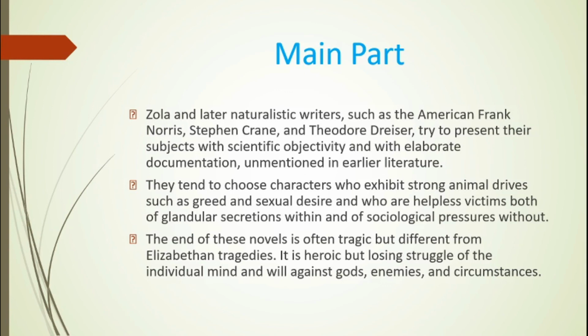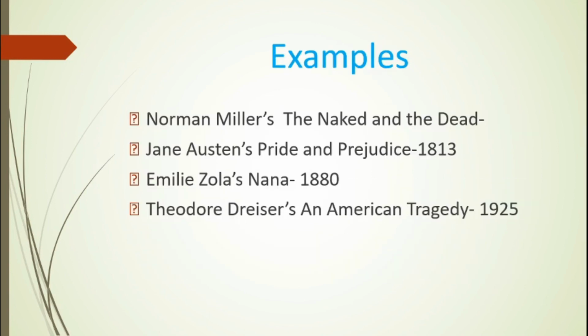So that tragedy is different, and here the naturalist tragedy is different, because actually it is heroic, but the hero loses his struggle of the individual mind. Actually he was fighting with his own mind, and again he has a will against the gods or enemies or circumstances, but at the end of the novel, he lost the battle, he lost the struggle, and he dies. So these are the examples of naturalistic novels of American literature.